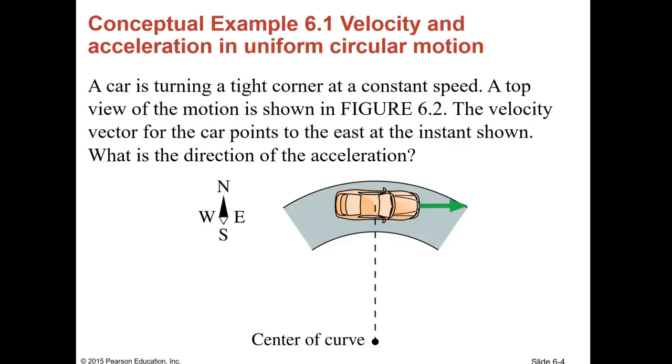All right, so we're going to go around this curve here. So the car is turning on a tight corner at a constant velocity, constant speed. The top view of the motion is shown. What is the direction of the acceleration? So we have a car going around a corner. We have a center of curve, so we have a radius.